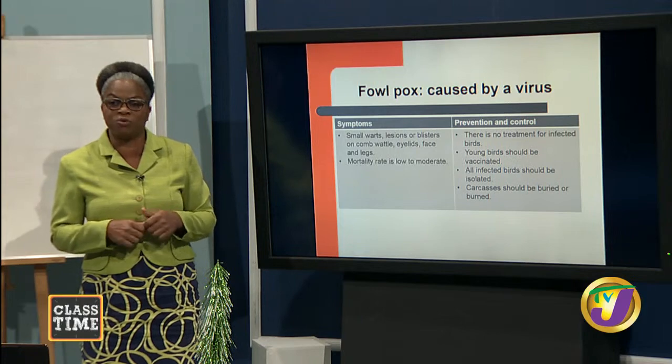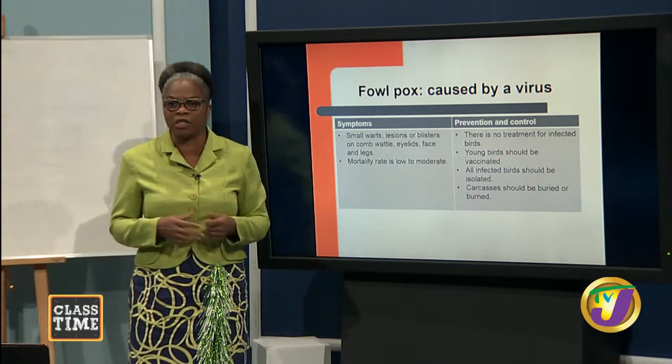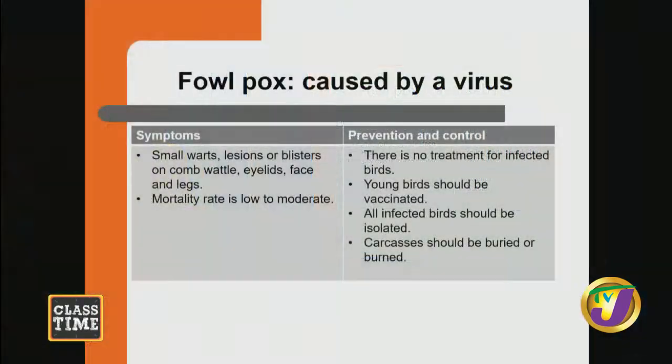What are the symptoms, students? You're going to see warts, lesions, or blisters on the comb, wattle, eyelids, face, and legs. And the mortality rate is low to moderate. Prevention and control. There's no treatment for infected birds, but young birds should be vaccinated and all infected birds should be isolated and carcasses should be buried or burned.